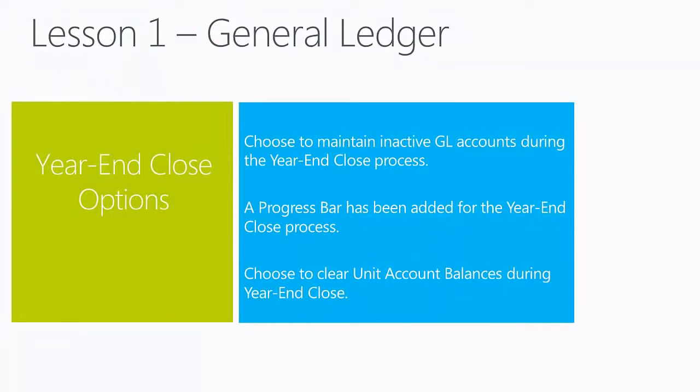Lesson 1 for General Ledger. The year-end close process options that were added include three main features. The first is a checkbox to maintain inactive GL accounts during the GL year-end close process. Currently, all inactive accounts without a balance are automatically removed, and you now have options to retain those inactive accounts. Second, a progress bar was added to the GL year-end close process so you know when it's been completed. And last, options to clear unit account balances during the year-end close process were also added.